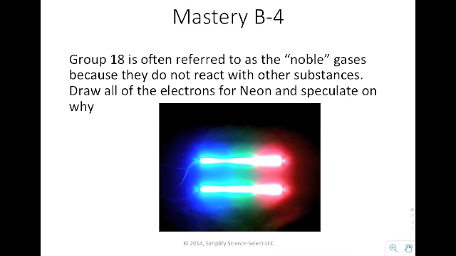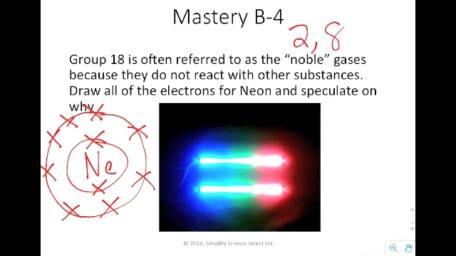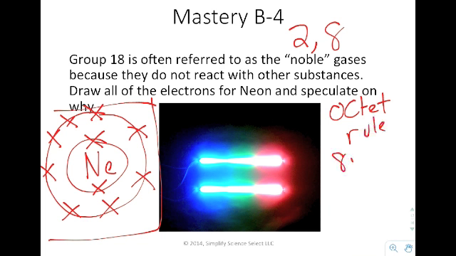Group 18 is often referred to as the noble gases because they do not interact with other substances. It says draw all of the electrons for neon and speculate as to why. If you look at neon, it has 1, 2, and then 1, 2, 3, 4, 5, 6, 7, 8. It has 8 valence electrons. Neon can hold 2 electrons in the first shell and 8 electrons in the second shell, and neon has a completely full shell. It satisfies what is called the octet rule. Most atoms are stable whenever they have 8 valence electrons.